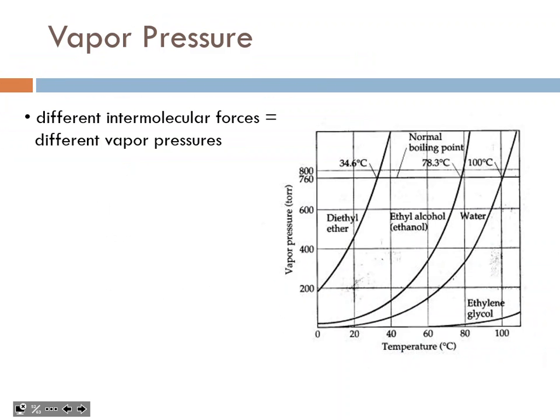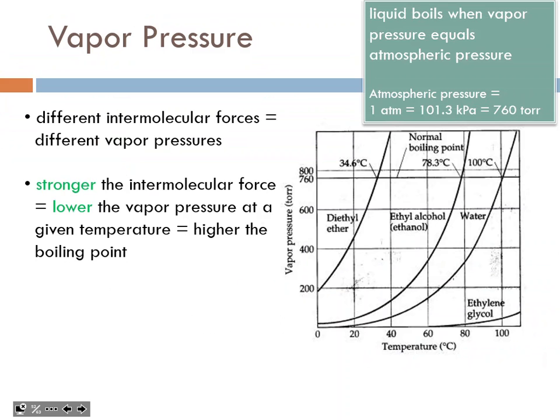So, different intermolecular forces have different vapor pressures. Some have higher vapor pressures, like things that have London dispersion forces, they are weaker. The ones that have stronger forces have lower vapor pressures because they're holding on to their molecules a little bit tighter. That force between them is holding on a little bit tighter. And therefore, you're going to have a higher boiling point, okay?